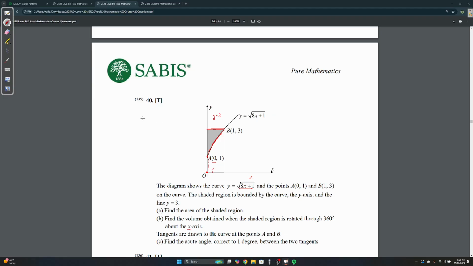What method are we going to use? We're going to use the washer method. So we need to identify which one's big R and which one's small r. Okay, big R is always the one that's above.